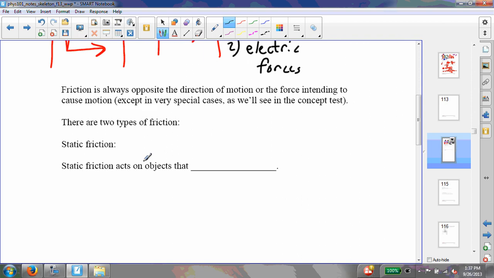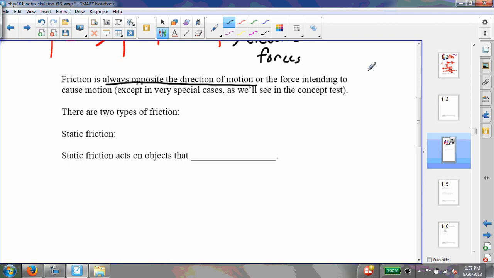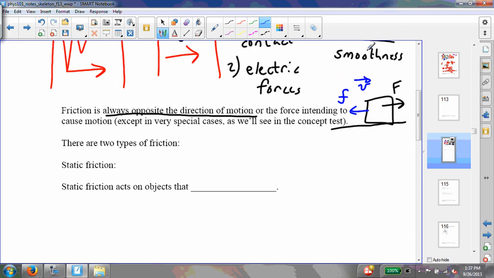All right, a couple of things about friction. It's always opposite the direction of motion. So if I have an object that's sitting here and I'm moving it this direction with a certain force, and if there's a frictional force, the frictional force will be the opposite direction. Now, that's true if it's moving in that direction, or if v equals 0.